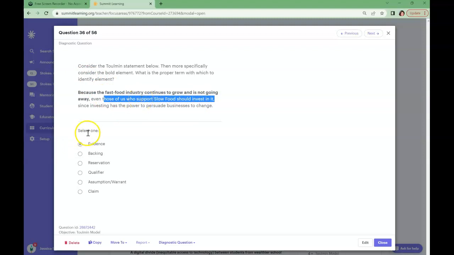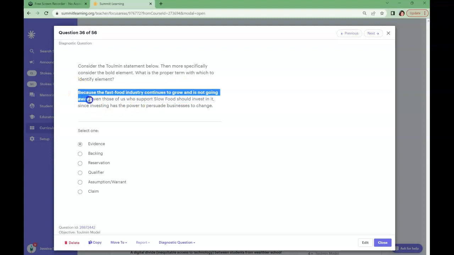And so when you're trying to figure out what is what in the Toulmin model, it's a good idea to find the claim first, because that will allow you to identify all of these other items in kind of like orientation of the claim. And so what we have preceding the central claim is because the fast food industry continues to grow and is not going away. So this is the evidence.